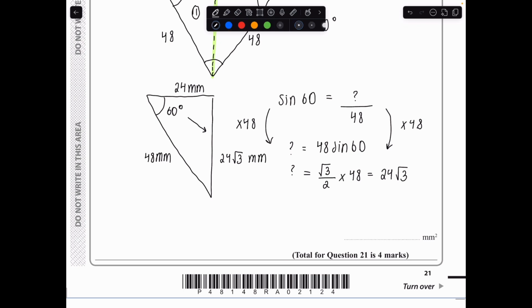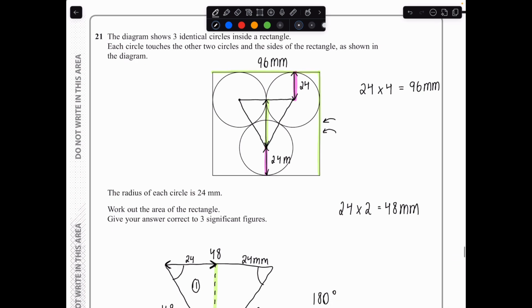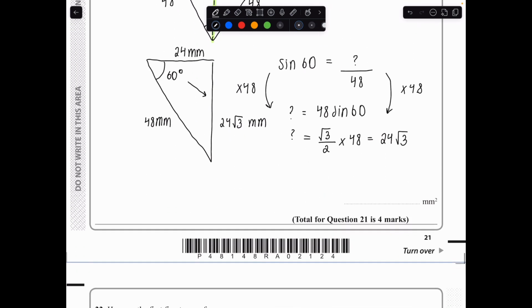So last but not least, let's look back at how we find the second length of our rectangle. So we had this unknown side that we now know is 24 root 3, but then we have to add 2 lots of 24 to it. So if we add 2 lots of 24 to it, what do we get? So if we put this into our calculator, 24 root 3, then we want to add 24 and add 24 again. We get 89.569 to 3 decimal places.